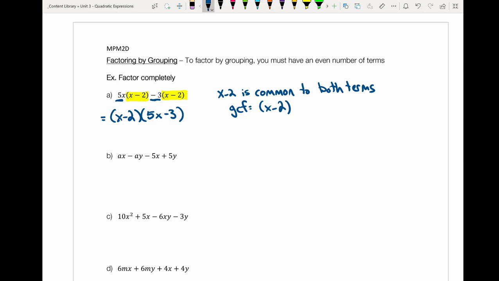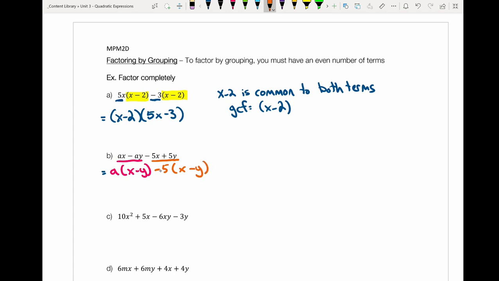In B, it's a little different, but I should see some things that are kind of similar. If I look at the first two terms and the last two terms, I do see some things in common. I can common factor the first part. They both share an a. So I'm going to factor out an a and be left with x minus y. In the next part, I can see a negative 5 or a 5. And I'm going to factor that out, and I'm going to be left with x minus y.